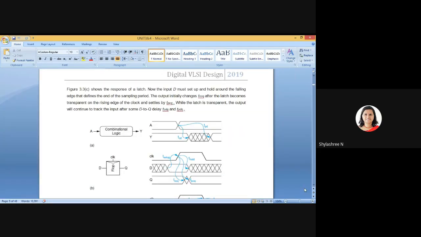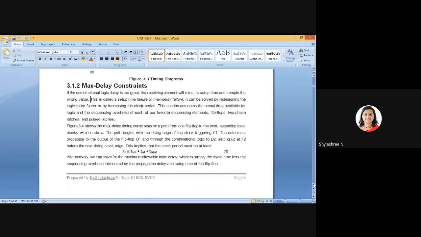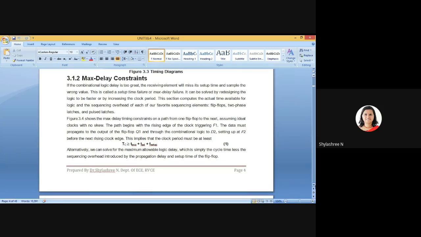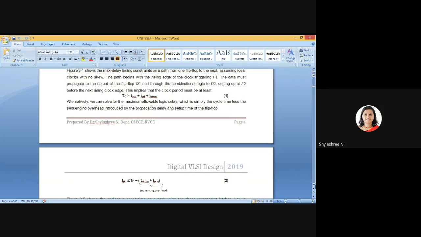It should be greater than or equal to, I will show the equation. Okay, so your TC should be greater than or equal to TPCQ plus TPD plus T setup. Are you getting it? Your clock period should be greater than or equal to TPCQ, clock to Q propagation delay, plus propagation delay, plus setup time.